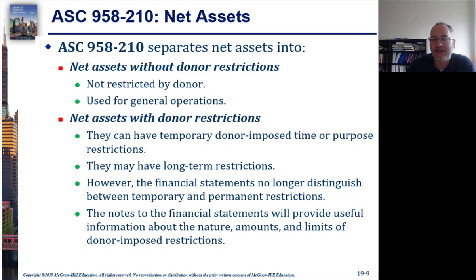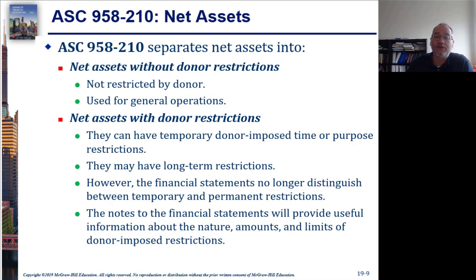And ASC 958, Section 210, created a new system, and it's very new. I think it was released in 2016, of breaking net assets into two different categories. There used to be three, and now there are only two. So these categories are net assets without donor restriction and net assets with donor restriction. So net assets without donor restriction means that you can do whatever you want. The organization can do whatever it wants with these assets.